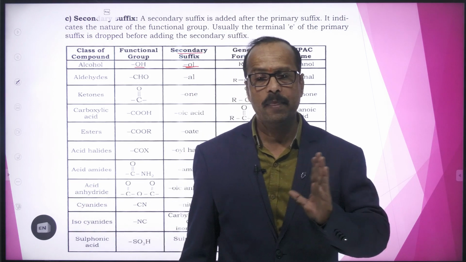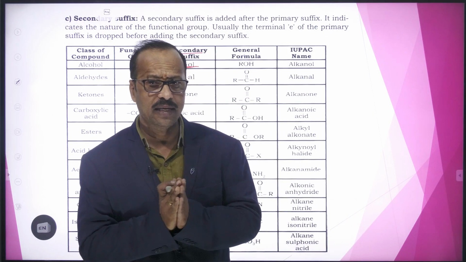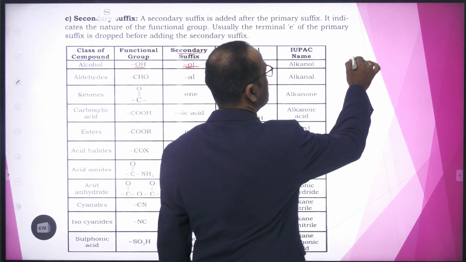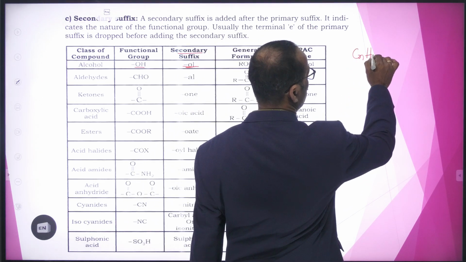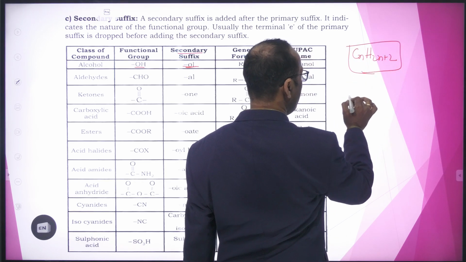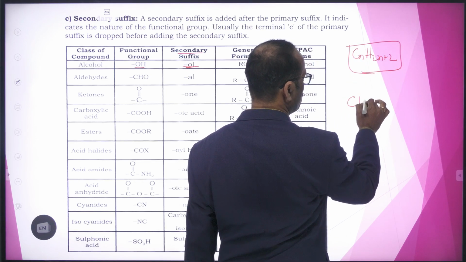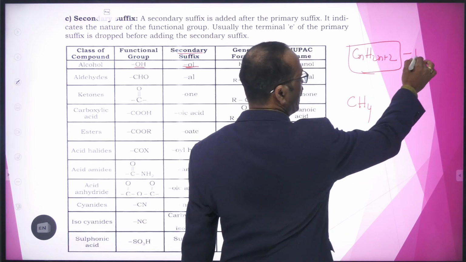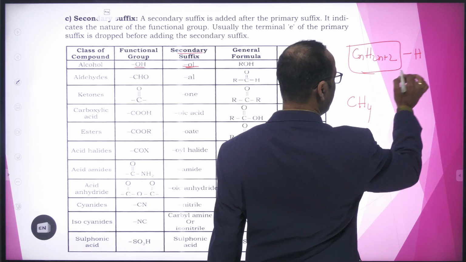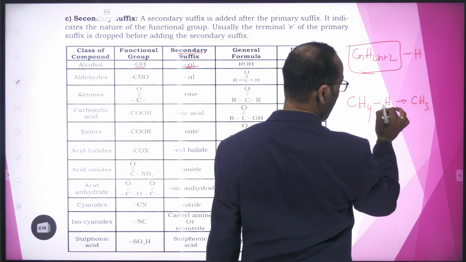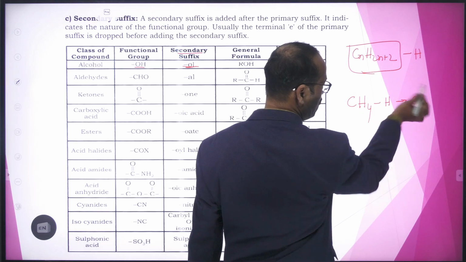In alkanes, if one hydrogen is replaced... the alkane general formula, you know, is CnH2n+2. Already I have given it to you. Now, for example, let us take methane. Methane is CH4. If you remove one hydrogen, it becomes CH3, and this hydrogen place is vacant because we removed one hydrogen.